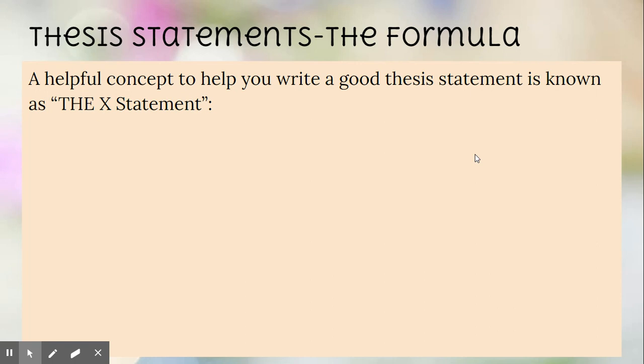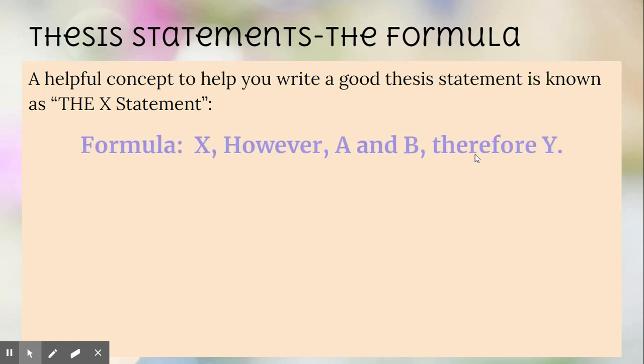So we're going to call this the X statement, okay? And it looks like this. This is your formula for how to write a good thesis, and then we'll plug in the different information and the kind of argument we're going to make. X, or although X, however A and B, therefore Y. I realize that makes no sense to you right this second, but it will. And it takes practice. You have to practice it. But this is a good formula that you can plug in.